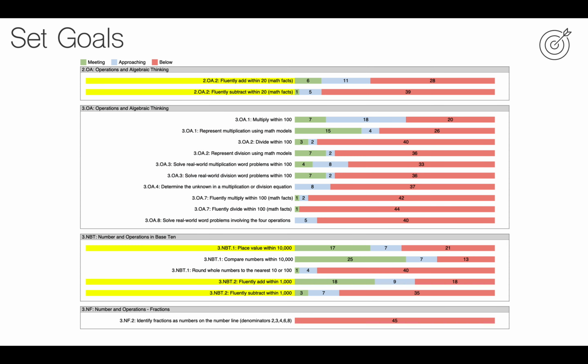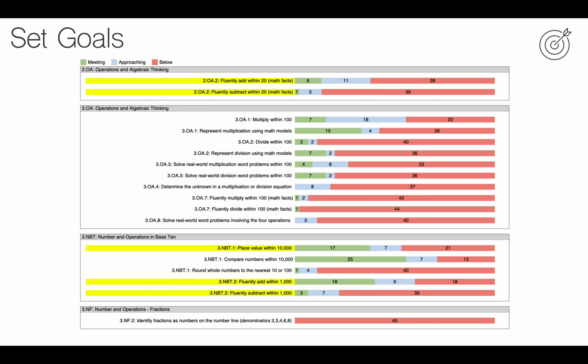So looking back at that data, what I typically do is I go first to place value, especially when I'm looking at second, third, fourth, fifth grade, to be sure that those students have a strong foundation in place value. So here we can see place value within 10,000. There's a pretty significant need there. So I'm definitely going to highlight that as a goal.